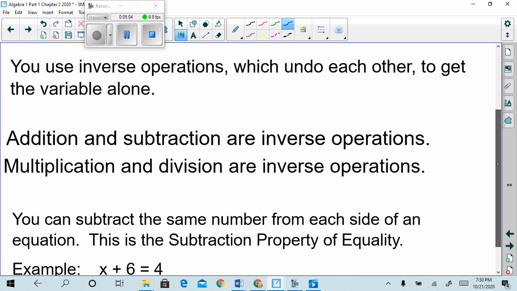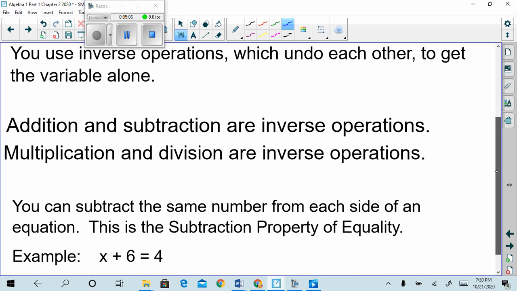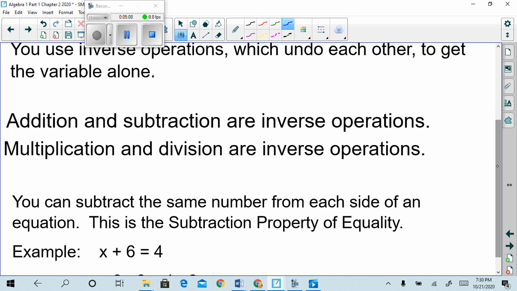Now there's something called the subtraction property of equality. And it says you can subtract the same number from each side of an equation and it'll still be equal.